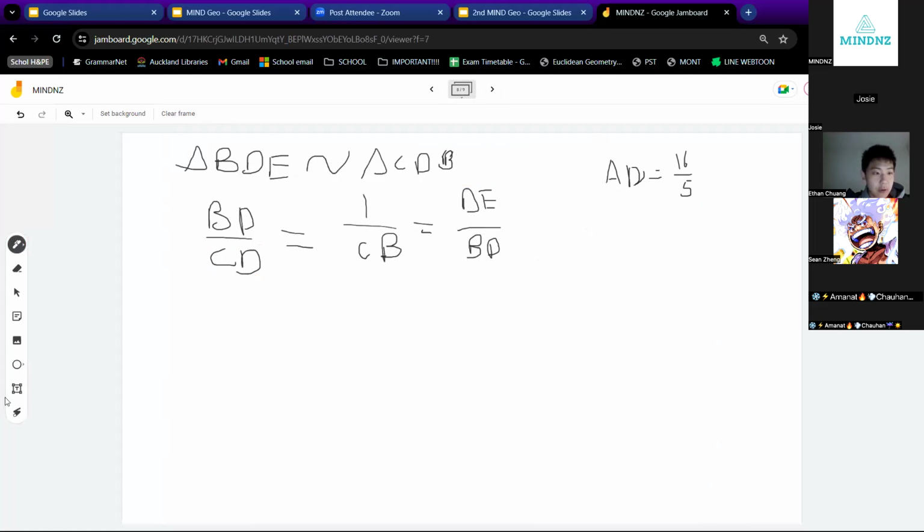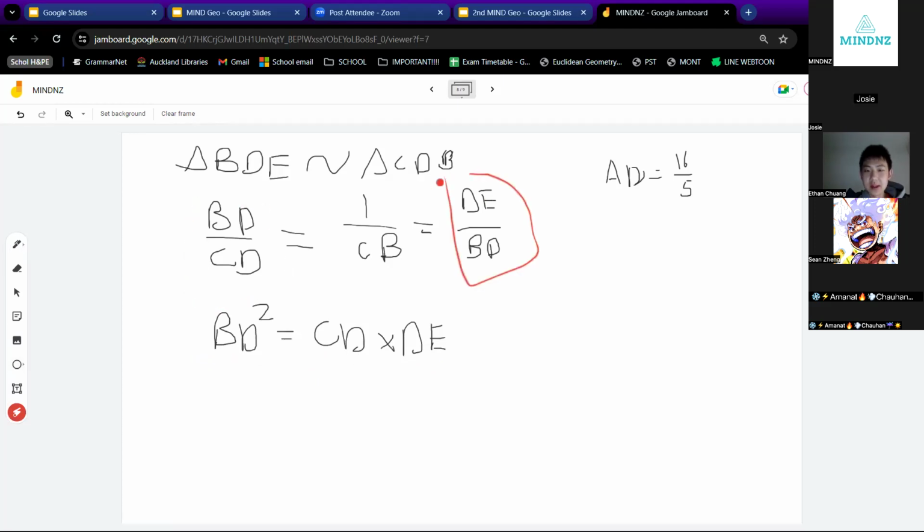And then we know from these two terms that BD squared equals CD times DE. And since we know what CD and DE are, we can actually find BD. And since we know all of these numbers here, we can now find BC. So that's basically the general overview of the solution.